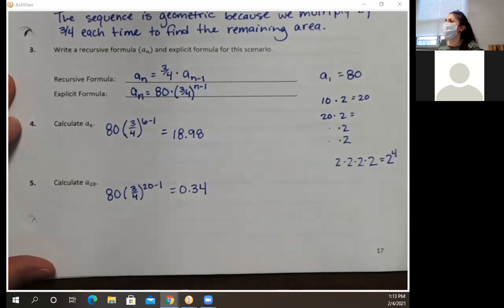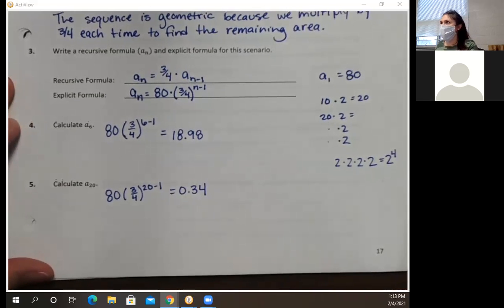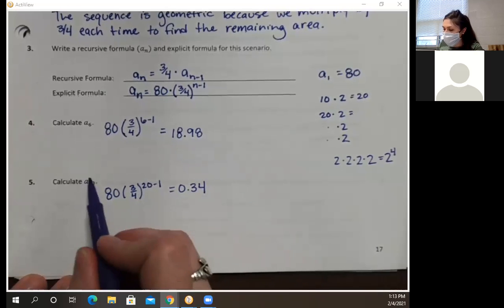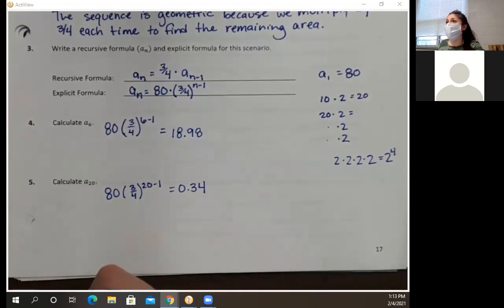Why would I expect a small number here? Yeah, I'm taking away bits of this paper every time. So at this point, 20 people have cut away a part of my paper. It should make sense that I only have a little bit left. Questions on number 17, or page 17, I should say?